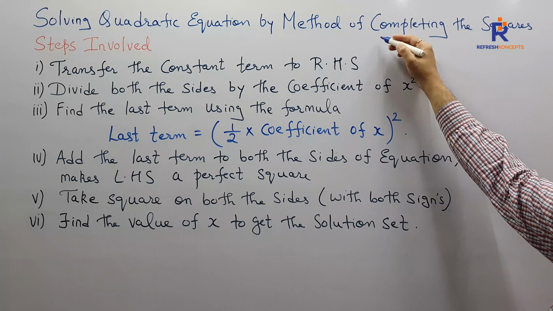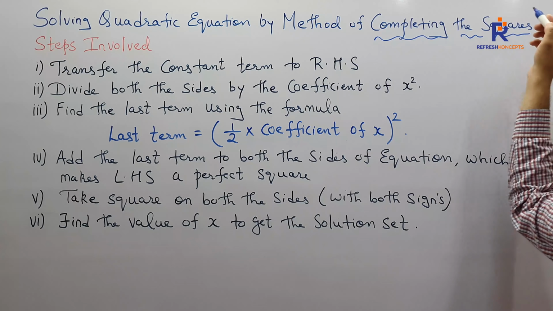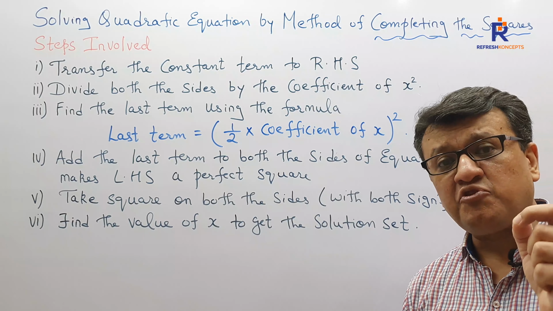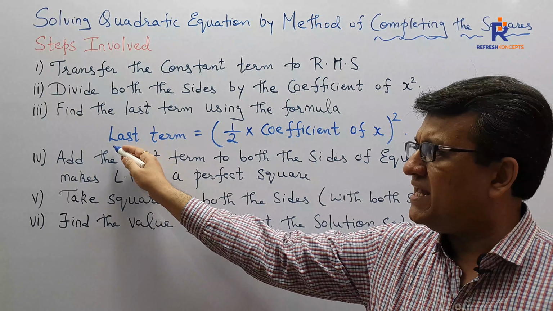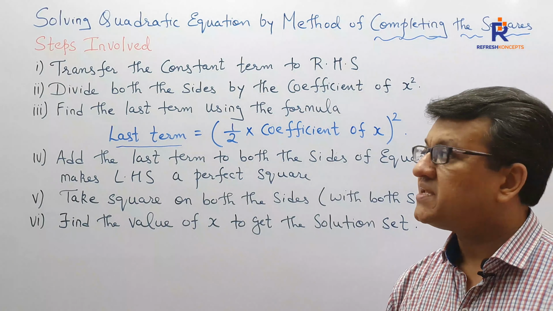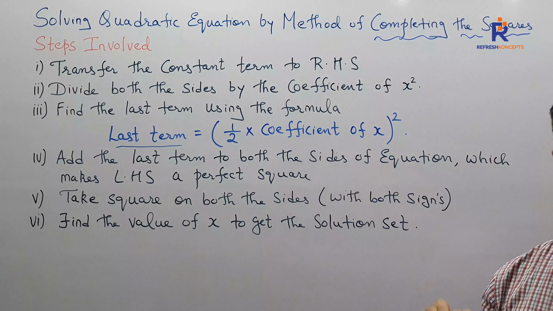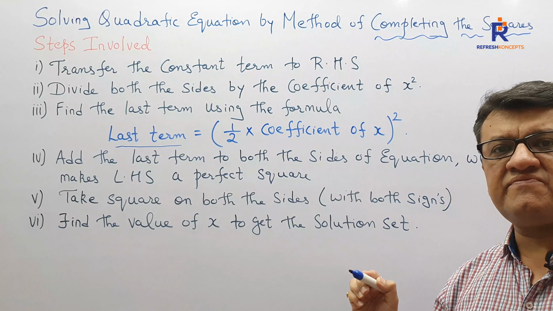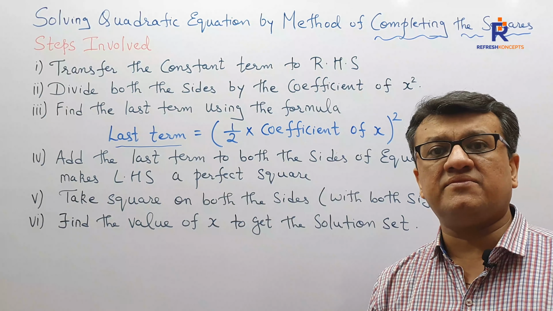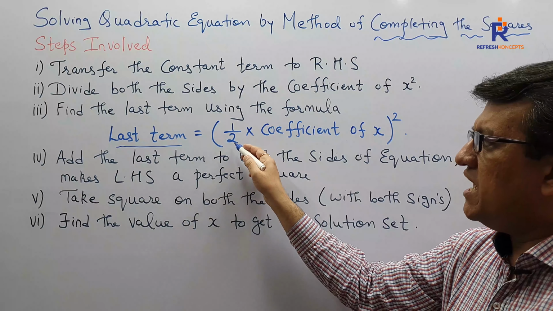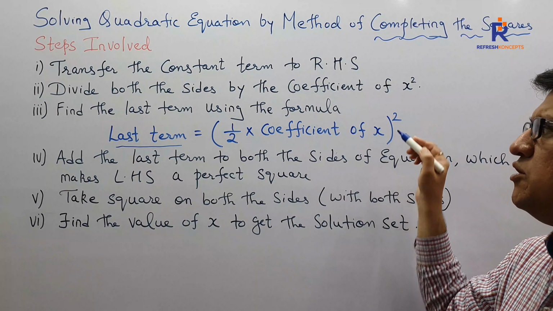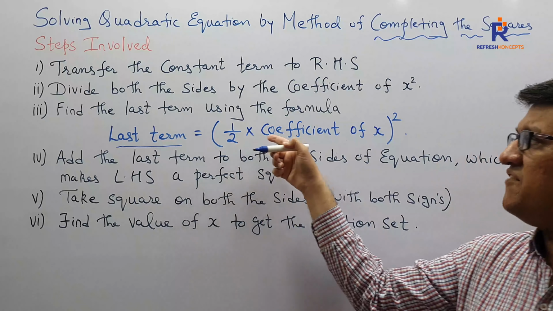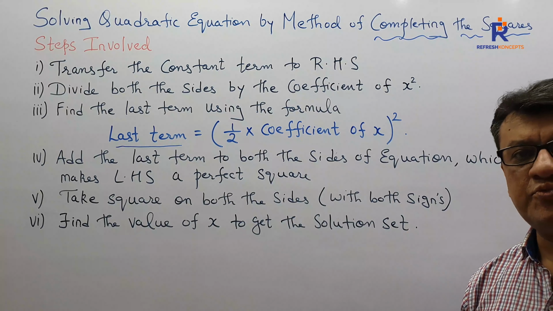Now comes step number 3. Since our heading says completing square, that means our LHS is not a perfect square and we have to make it a perfect square. So there is something called the last term. Step number 3 says: find the last term using the formula. After applying step 1 and step 2, step 3 is always to find the last term using the formula. What is the last term formula? Last term is equal to half into coefficient of x, the whole square.